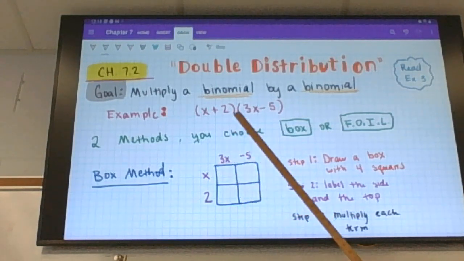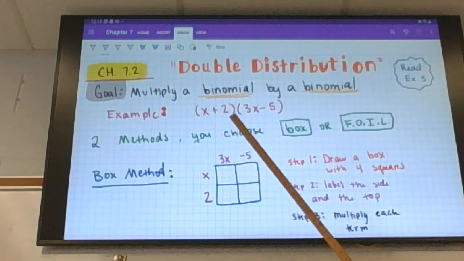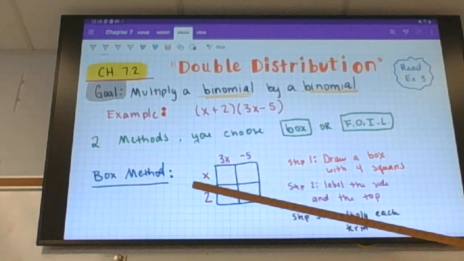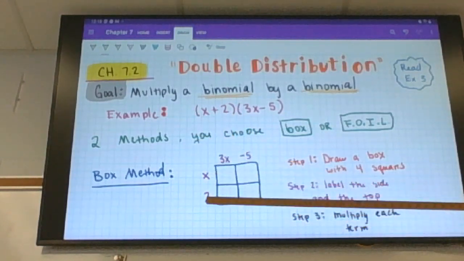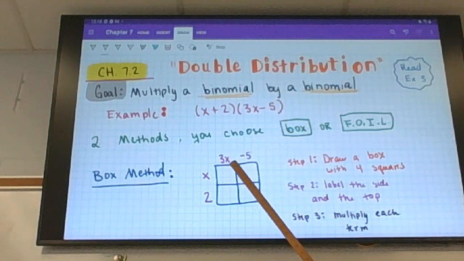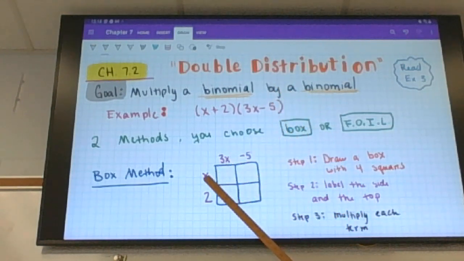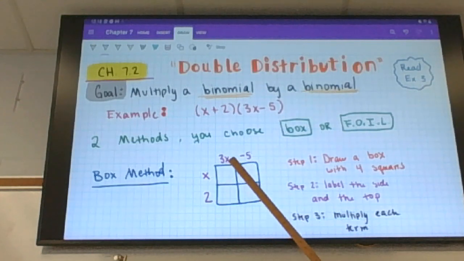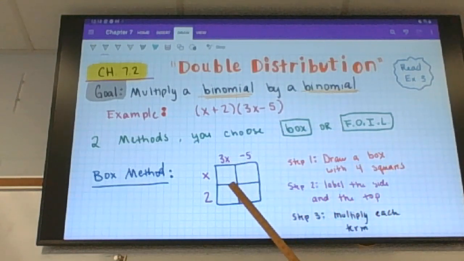Okay, good fun. So here's my x and my 2. I put the x and the 2 over here on the left side. I label the side. The second one I put on top. So here's the x plus 2. And here's the 3x minus 5. And then I multiply each term and I write it in the window.